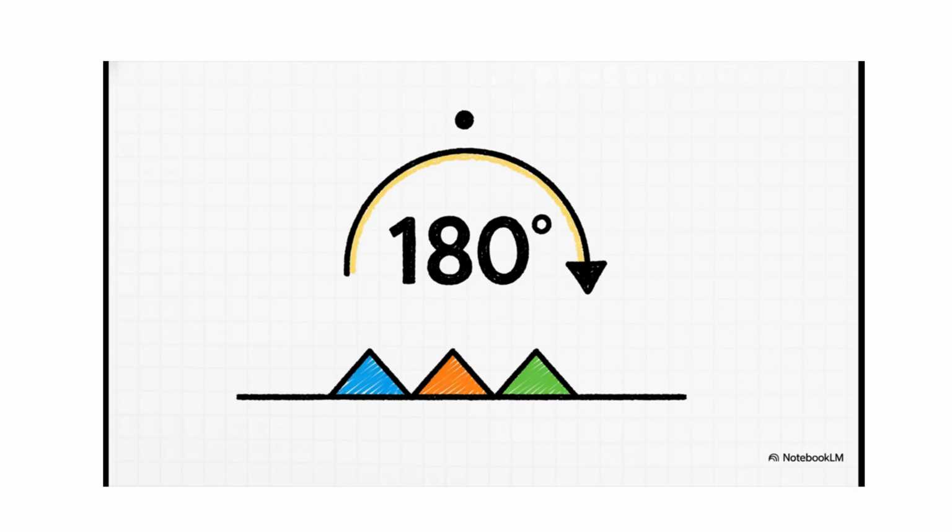So if we follow that logic, what's a straight line? Well, it's just a half turn. You start facing one way, and you turn until you're facing the complete opposite direction. What's half of 360? It's 180 degrees. So here's the absolute key takeaway. The angles on any straight line will always, and I mean always, add up to 180.